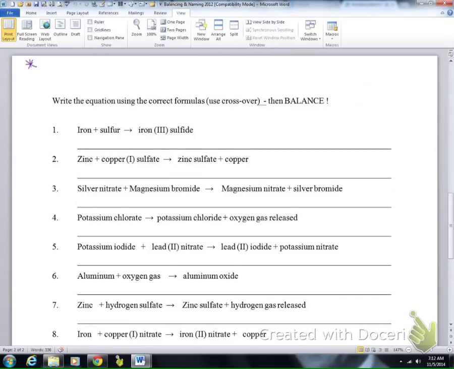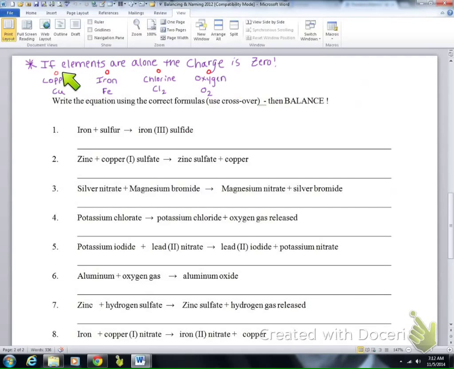So here are some reminders of what you need to do. If elements are alone, the charge on the element is 0, so remember that from your oxidation numbers. If I'm writing the charges above the words, which is always something that we're going to be working on, my charge for copper metal by itself would be 0, and the element of copper would be right there.